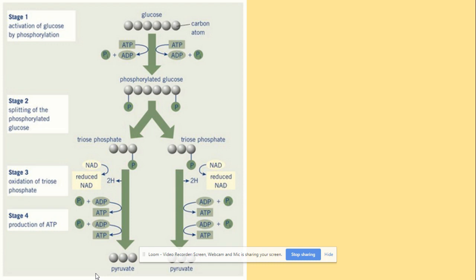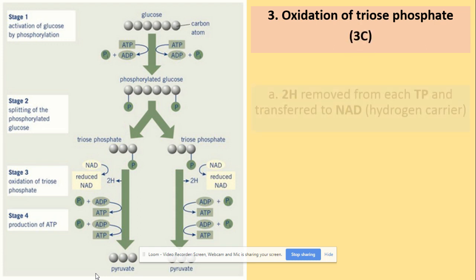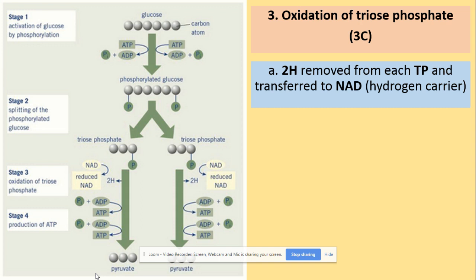How do we get it? Well, let's have a look firstly at the process here. Firstly, what happens is the oxidation of triose phosphate. Where is this oxidation coming from? Well, can you see those two hydrogen ions? Those two hydrogen ions are lost from triose phosphate, so in other words, triose phosphate is oxidized. Why do we need those hydrogen ions? We need them for the reduction of NAD. So remember, when one thing is oxidized, in this case triose phosphate, the coenzyme NAD is going to be reduced. It's going to accept those hydrogens, so we're getting reduced NAD.